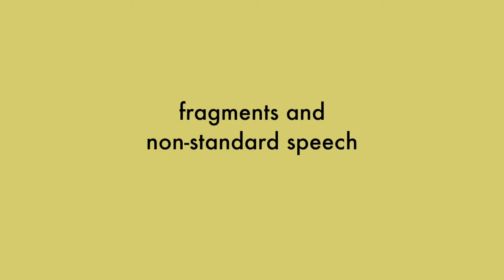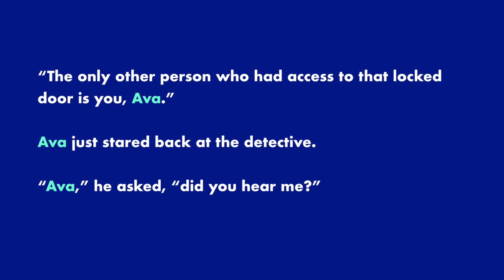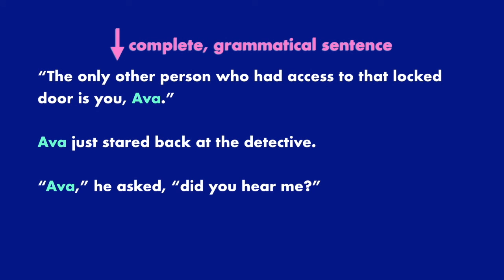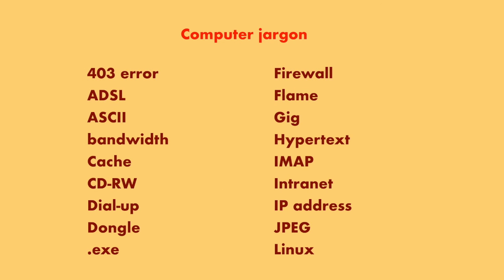Now, in the Ava example, the detective speaks in complete sentences. In real life, that's not usually how people talk. I am right now because I'm reading from a script I wrote, and we usually write in complete grammatical sentences. But we often talk in fragments and colloquial English or slang. We use content-specific jargon like bandwidth and 403 error without explaining what those words mean.